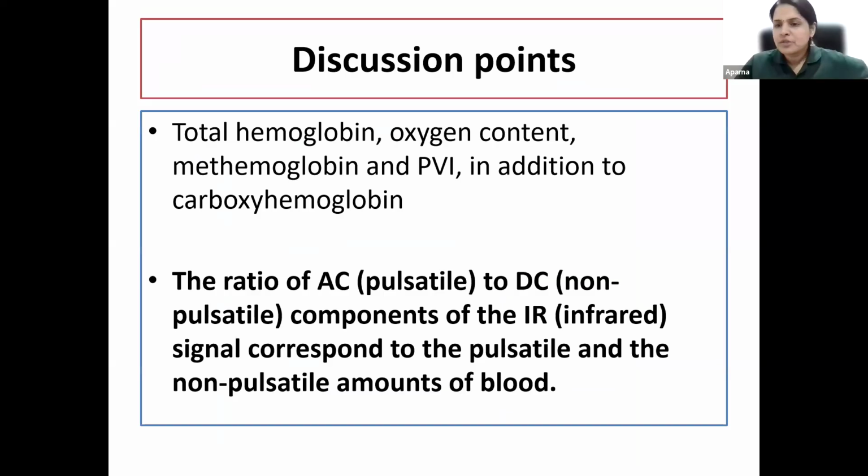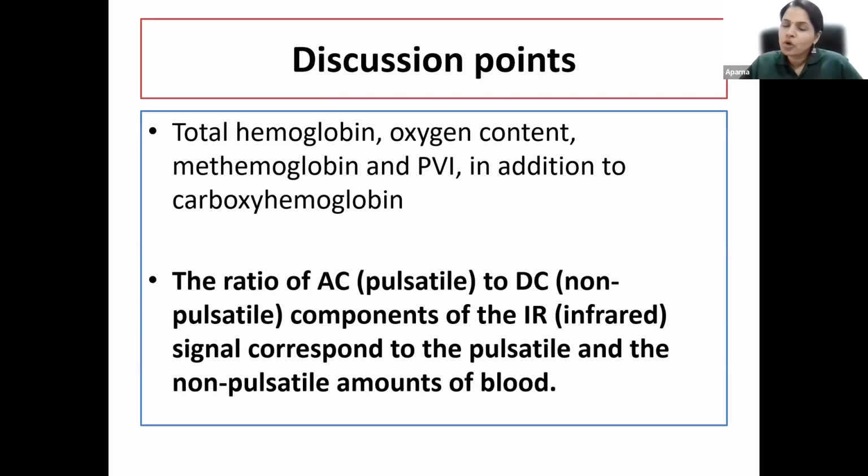Now, the other parameters that we get from the rainbow set pulse oximeter are total hemoglobin content, oxygen content of the blood, methemoglobin levels, pleth variability index in addition to the carboxyhemoglobin levels. So normally in pulse oximetry, we only infer the saturation and heart rate. But in addition, the rainbow set technology gives us 5 other parameters: the total hemoglobin levels, total oxygen content of the blood, pleth variability index, methemoglobin levels, as well as carboxyhemoglobin levels.